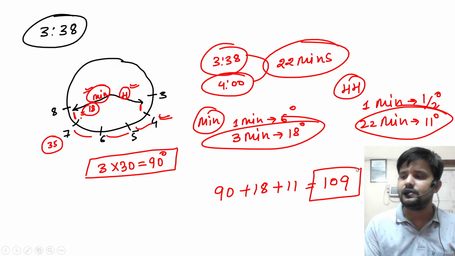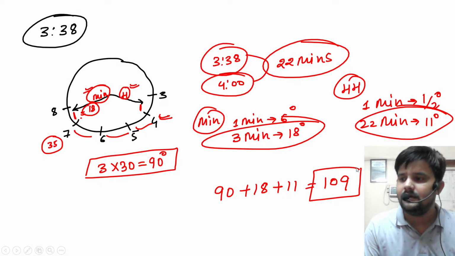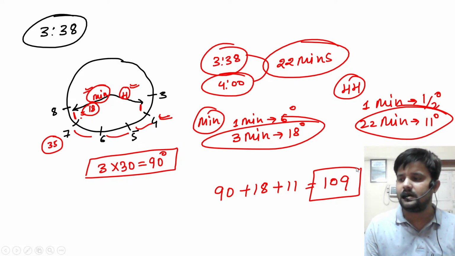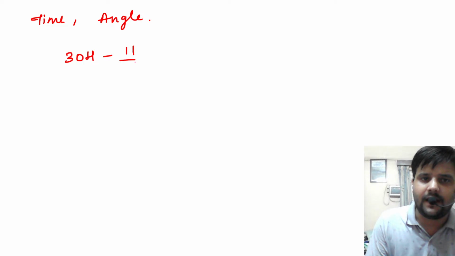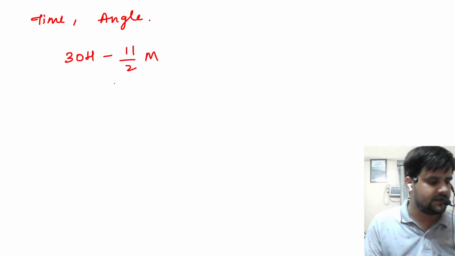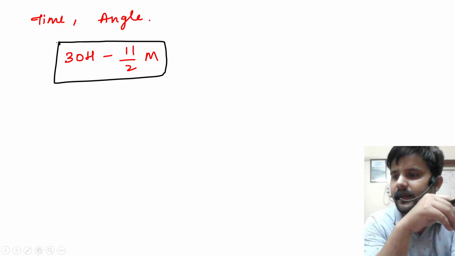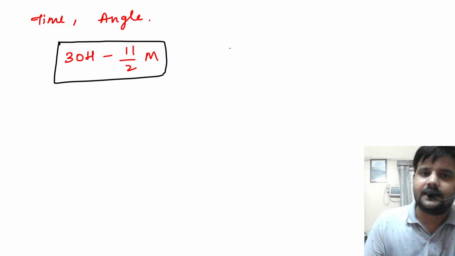Don't worry, I am giving you a shortcut also. Do not worry about anything. This is a conceptual method to understand the things. Okay, let's do questions with the shortcut now. Whenever you are given a time and they ask you about the angle, just remember this formula: 30h minus 11 by 2m. Just revise it again and again so that you could answer the question in the exam.